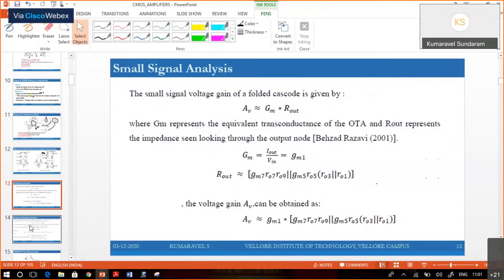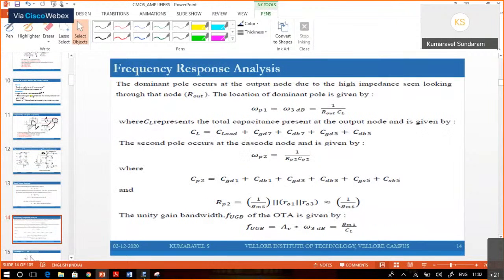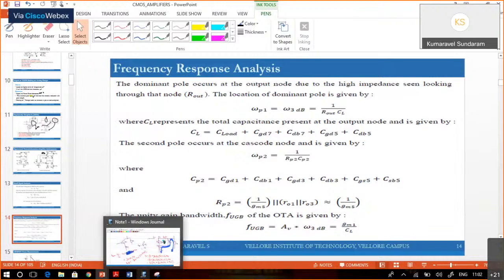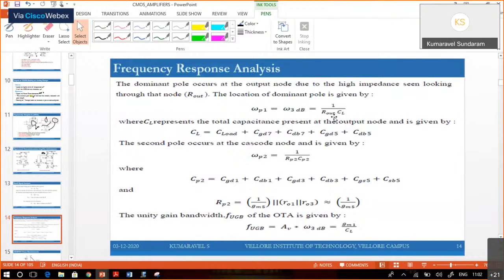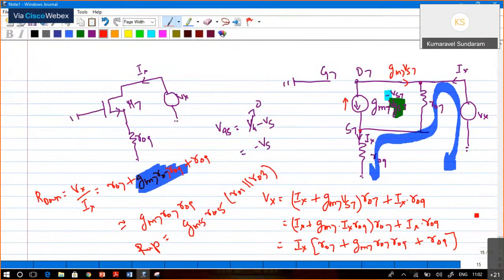Now coming to the frequency response analysis. How many nodes are there? We need to identify. At the output there is one node, and at the cascode node one more node. All right. So omega P1 is equal to 1 by R out into CL, and omega P2 is equal to 1 by RP2 into CP2. That is the cascode node. So we need to draw the parasitic capacitance, right? So let's try to figure it out.